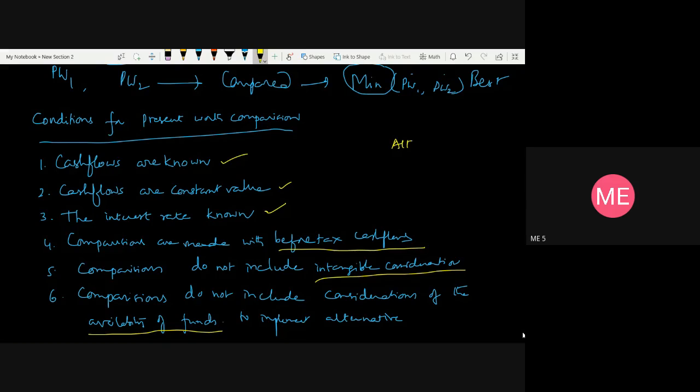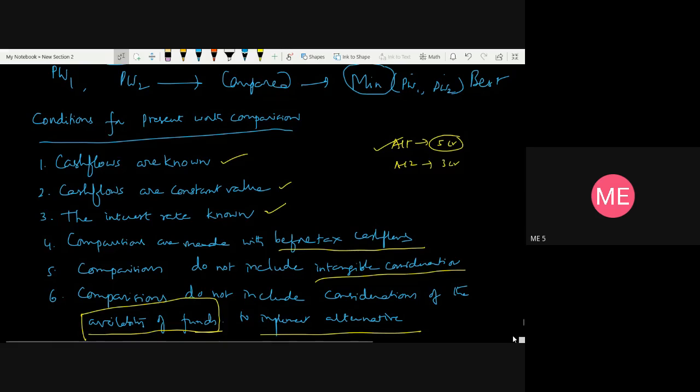For example, alternative one costs 5 crores and alternative two costs, say, 3 crores. Since we have funds of 5 crores, I might choose alternative one without comparing. That will not give a good result. Why? Because we first need to look at which alternative is better. If you are looking at the cost, the alternative that gives the minimum present worth will be chosen, not based on the availability of funds in the organization. You need to go by engineering economic analysis using present worth comparison, then only can you choose the best alternative. So that is the 6 conditions for present worth comparisons.